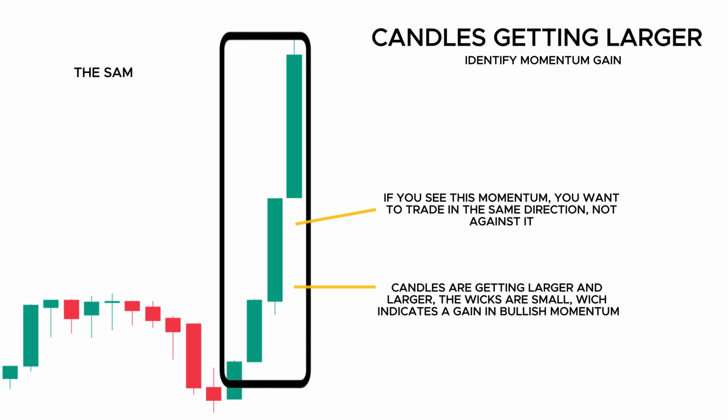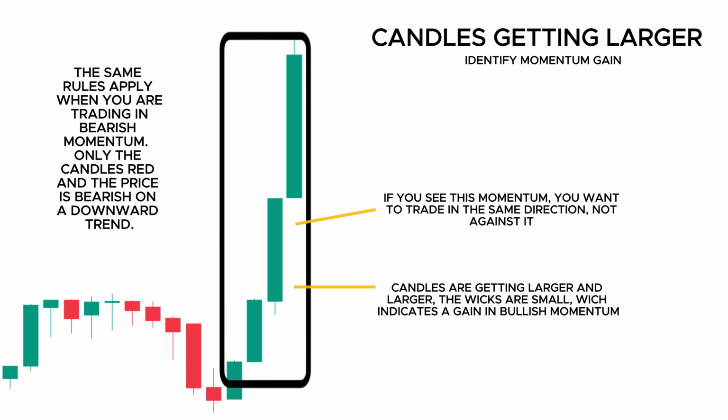Now, the same rules would apply when you are trending in bearish momentum, only that the red candles and the price will be bearish on a downward trend. But the same principles apply.